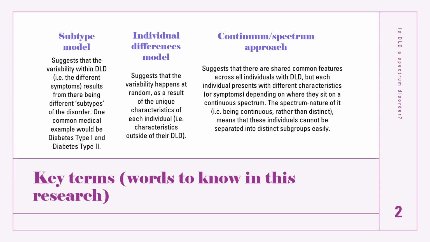The continuum and spectrum approach. This suggests that there are shared common features across all individuals with DLD, but each individual presents with different characteristics or symptoms depending on where they sit on a continuous spectrum. The spectrum nature of it, i.e. being continuous rather than distinct, means that these individuals cannot be separated into distinct subgroups easily.